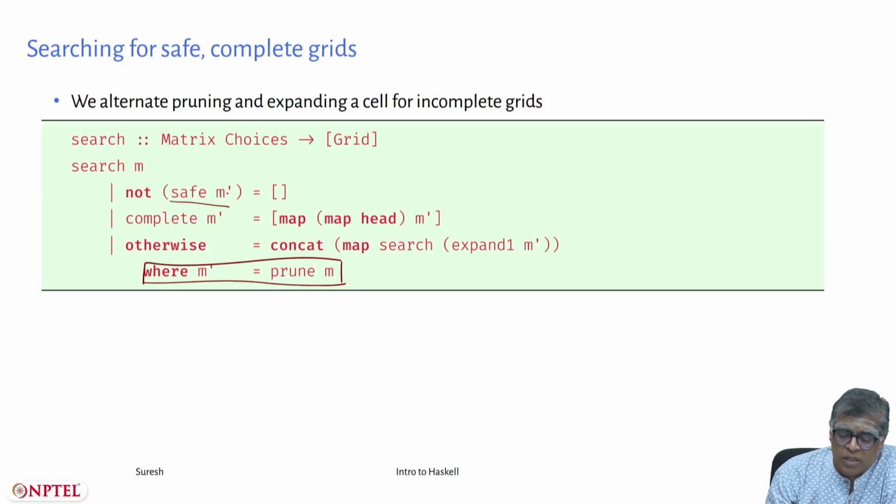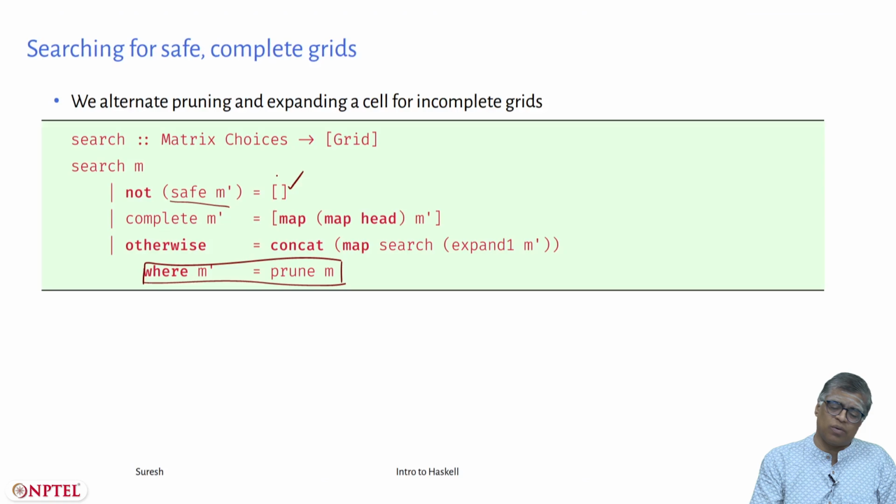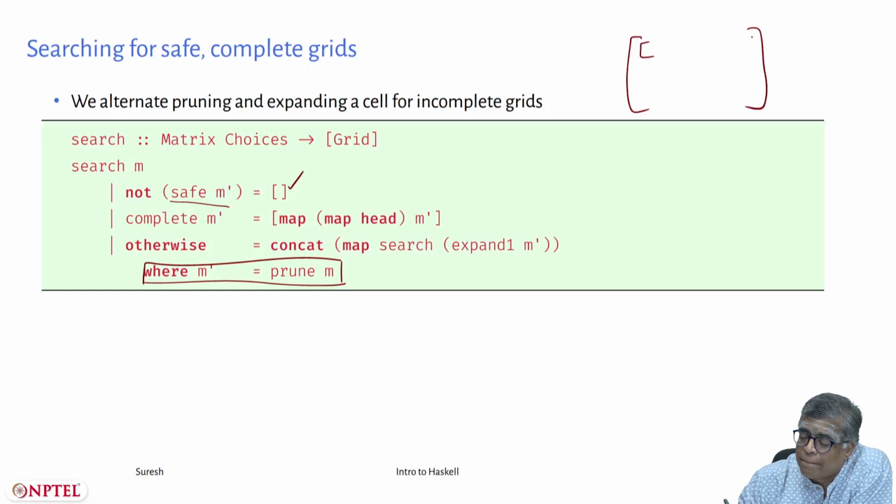If the pruned matrix is not safe, you will not make any recursive call; you will immediately say the number of valid complete grids that extend my matrix of choices is 0. So it's just the empty list, the empty list of grids. If it is already complete, then I need to return a grid, but remember that I have a list of rows. Each row is a list of choices, each row is a list of cells, each cell now is a singleton list.